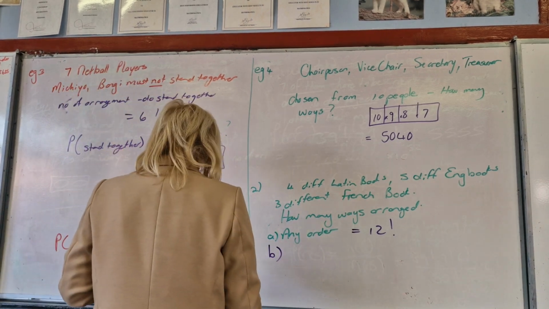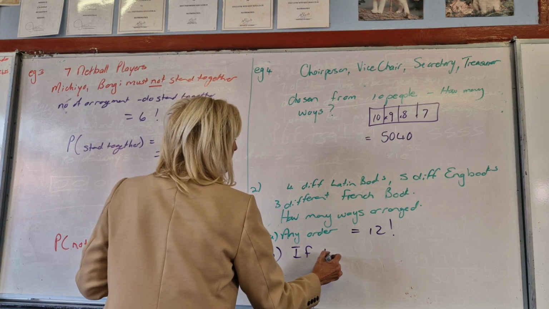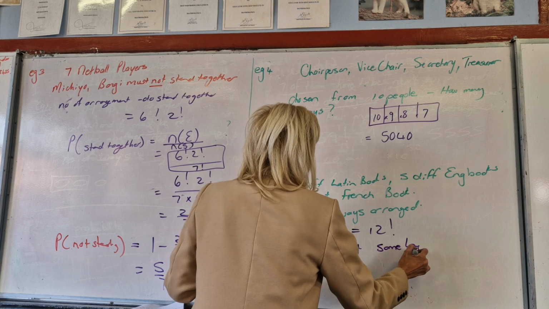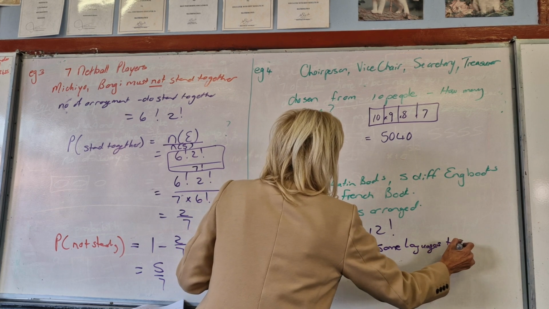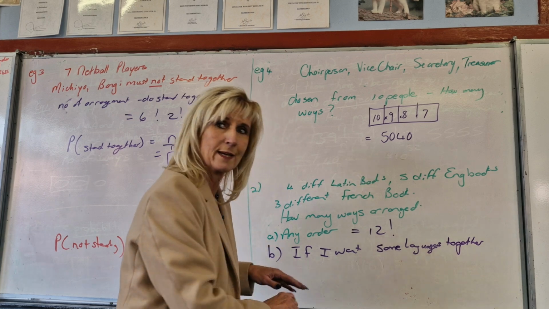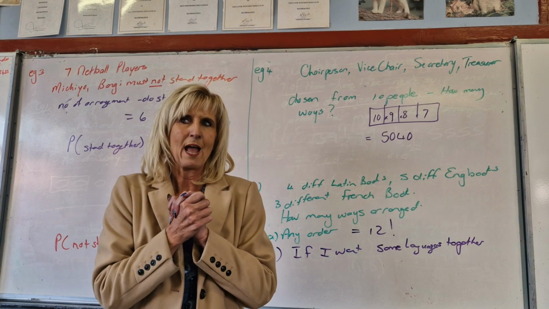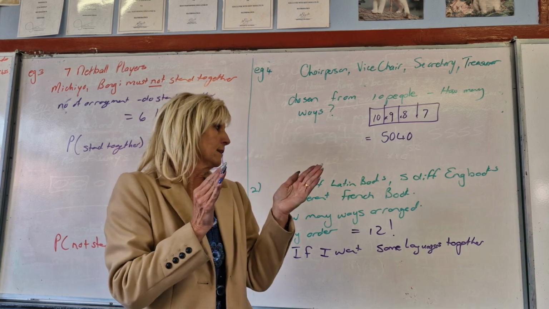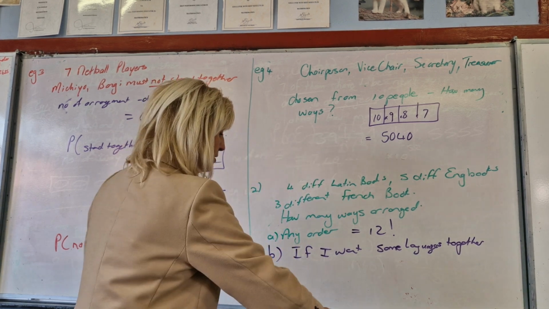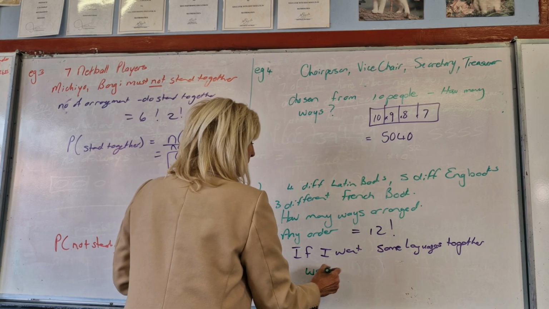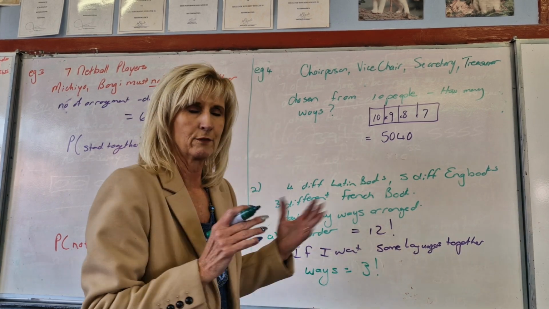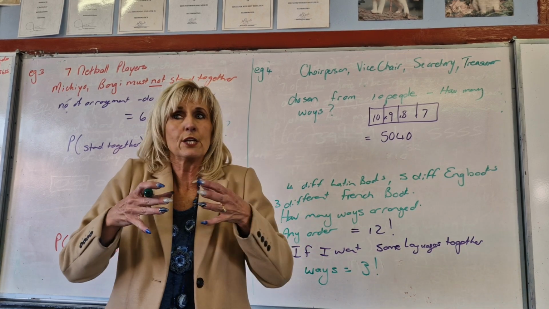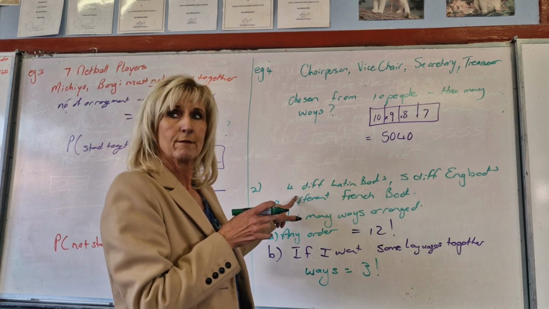The second part of the question, if I want them all together, if I want the same languages together, what are you seeing? Rubber bands. How many things are there? 3. The French, Latin, the English. So how many ways? 3 factorial. But then, that's not it. You still have to, because in each of these rubber bands, there are 4 of them.